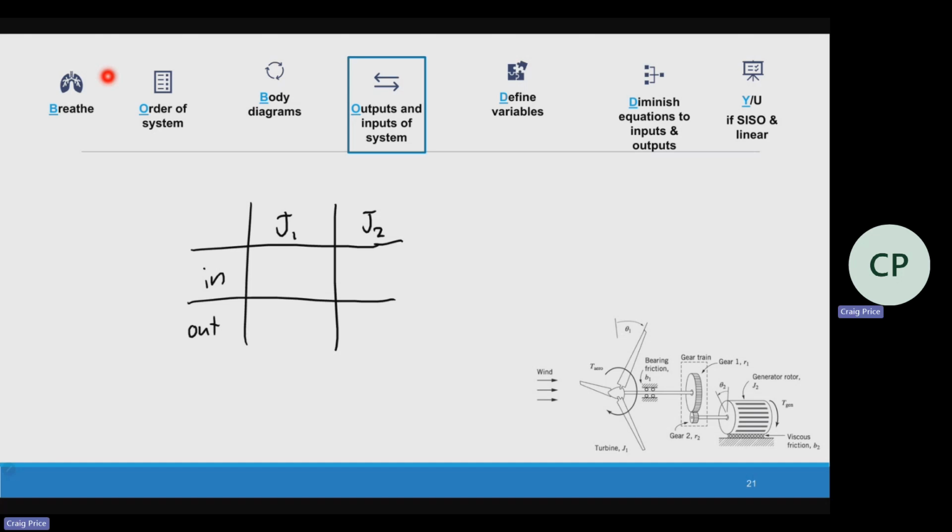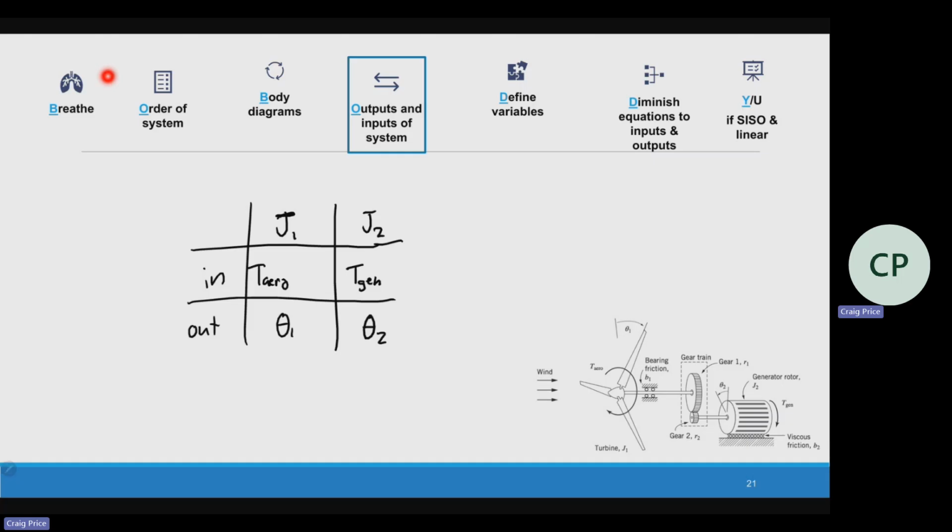T arrow. And then for J2, we got T gen. So there's usually some kind of external torque to allow us to create that electrical energy. Outputs, just like we've talked about, they should be displacement. So theta 1 and all its derivatives. And then for J2, we're looking at theta 2 and all its derivatives.